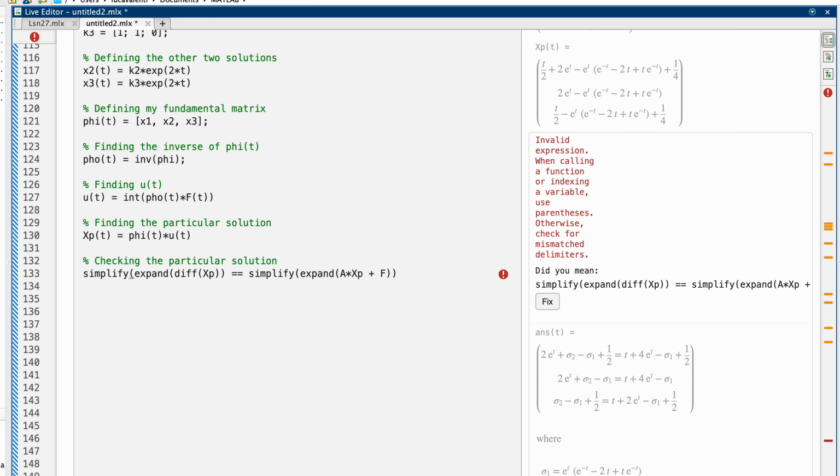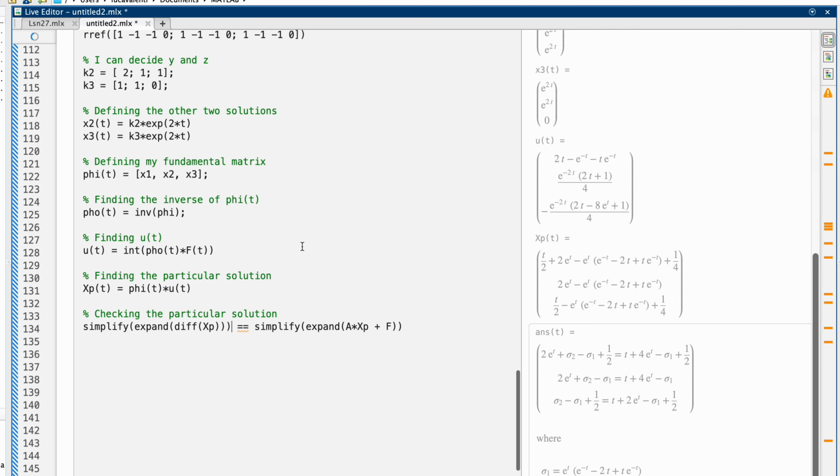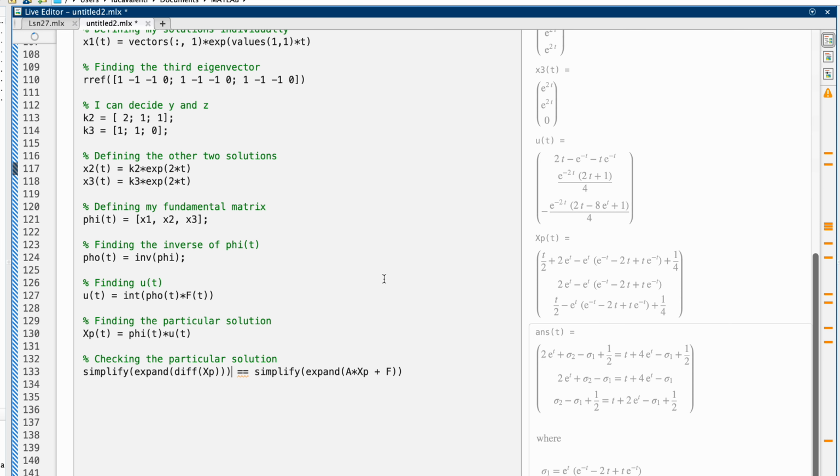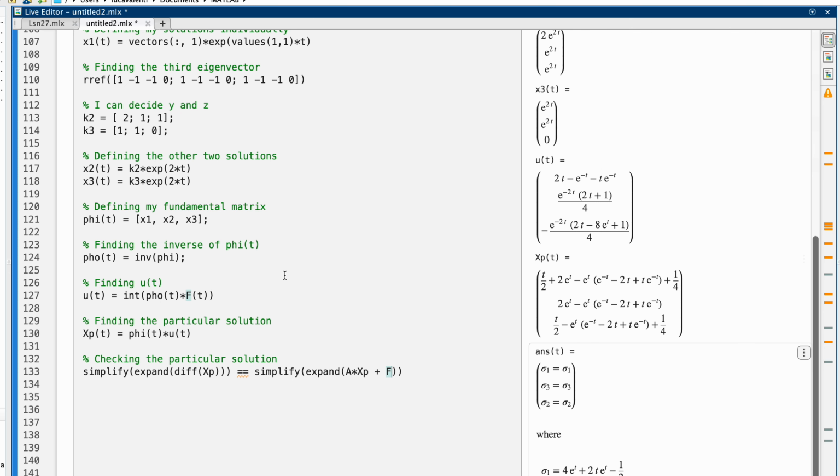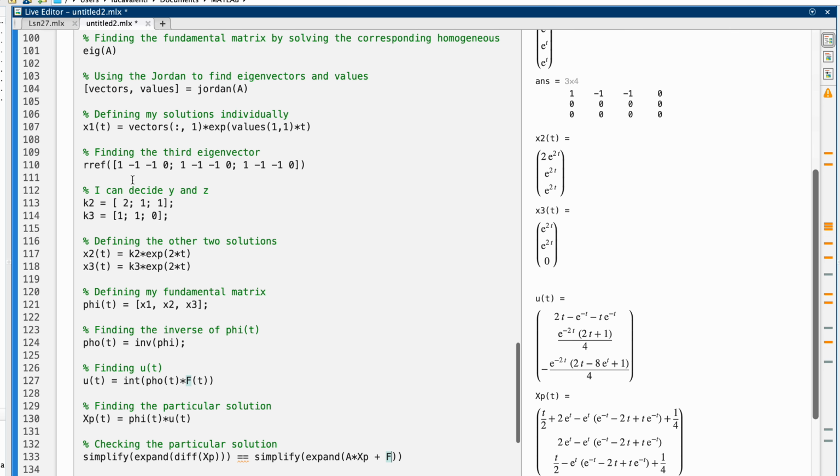And I forgot a parenthesis here. And actually we are correct. It was hard to see. So this is the variation of parameters.